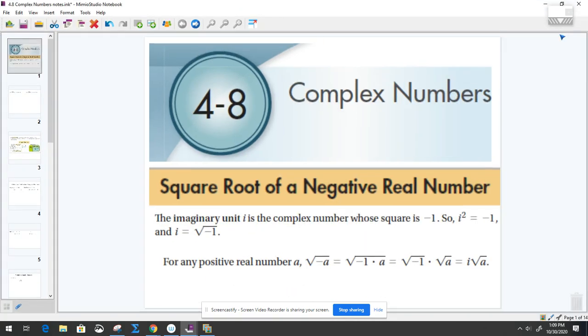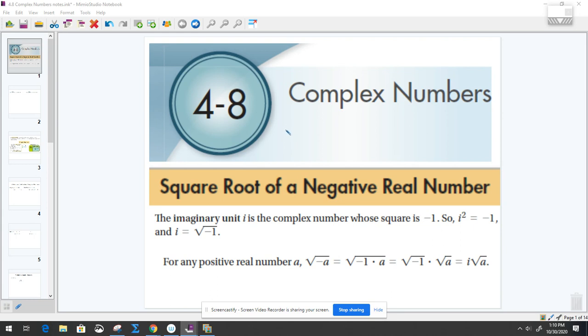All right, 4.8. You're going to notice that we skipped 4.7. We're going to come back to 4.7. There's some useful information from 4.8 that we can use, but we are learning an absolutely, positively new concept and idea here. The idea of complex numbers is for us to be able to solve equations that have a negative under the square root.